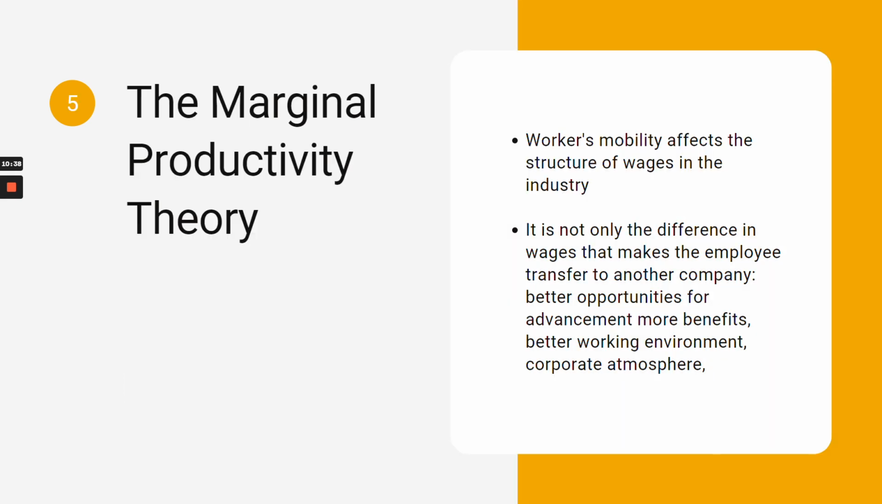The next is the marginal productivity theory. It is said that it is the best explanation of the wages in the modern industry. It says that the workers' mobility affects the structure of wages in this industry. When we say mobility, it is when the workers transfer from one company to another. And that is going to affect the wages of the industry because, for them to be able to transfer, the other company should offer them a higher rate, right? Because why are you going to transfer if you will be getting the same rate from your other company?